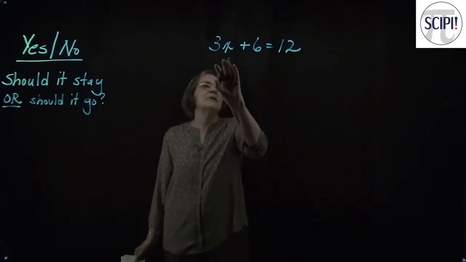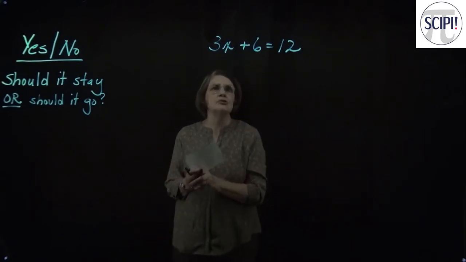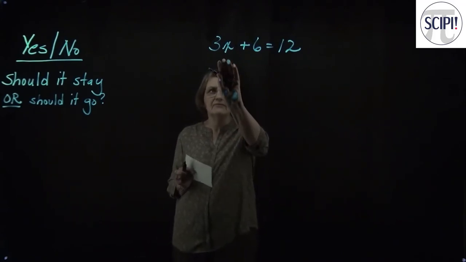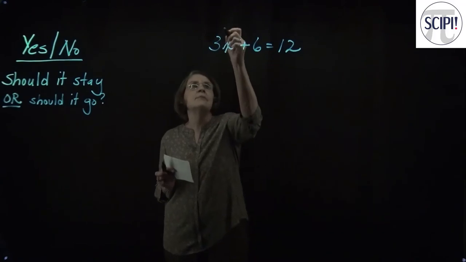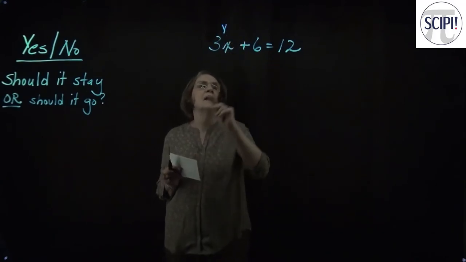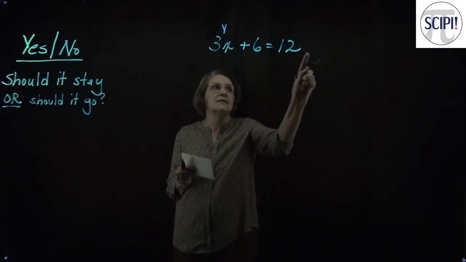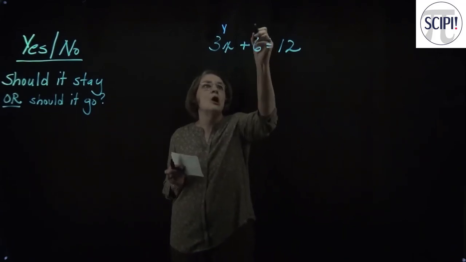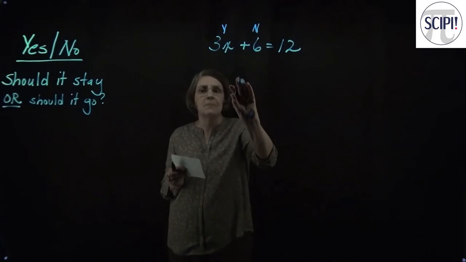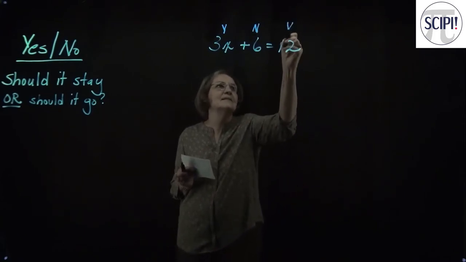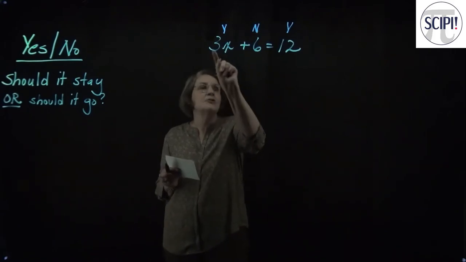So let's look at 3x plus 6 equals 12. All right, this is a variable. Should it stay on the left-hand side? Yes, so I'm going to put a little y up there. How about 6? It's a number. Where should it be? That's right, it should be over here. So no, it's in the wrong spot. Is the 12 in the right spot? Yes. So should it stay or should it go?